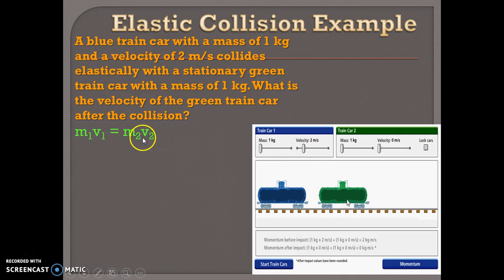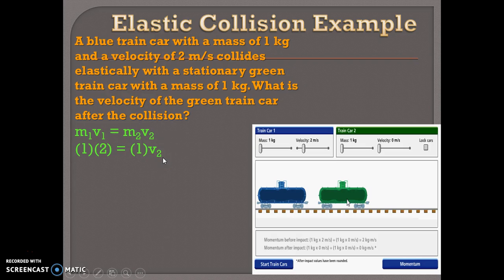Since one car is not moving in the beginning, that's what stationary means, we're going to use that first equation that we talked about underneath the box titled elastic collisions. M1v1 is equal to M2v2. The mass of the train car, the blue one, is 1. The velocity is 2, as it says here on the picture and also in the words. The mass of object 2, that's the green train car, is still 1, and the velocity, we don't know.